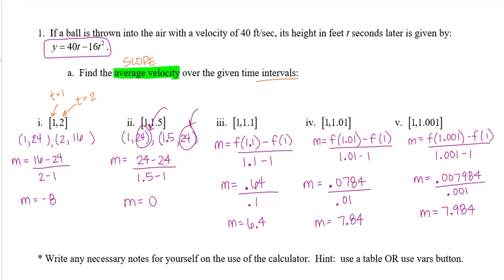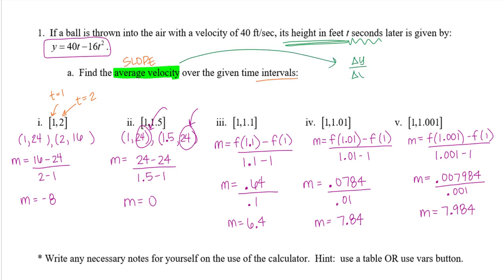What was important to note was that our original had height in feet and the time in seconds. So as you're finding average velocity or slope, keep in mind that this was delta y over delta x, or change in output, which was height in feet, over change in input, which our input were seconds.